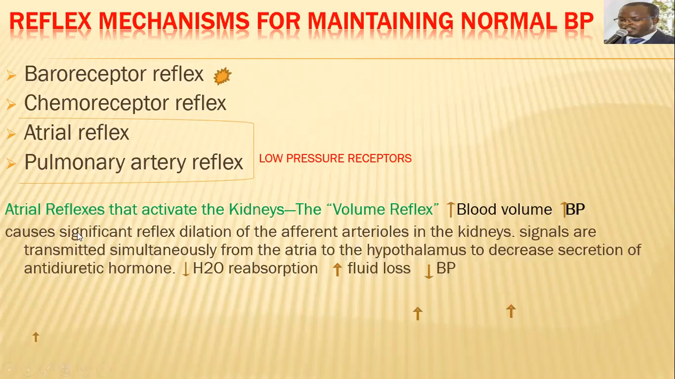The first one is the atrial reflexes that activate the kidneys. Like I said, an increase in blood volume will result in an increase in blood pressure, that causes significant reflex dilation of the afferent arterioles. The afferent arterioles are the ones that are transporting blood to the kidneys. So if you have dilation of the afferent arterioles, the blood flow to the kidneys is going to increase. Then the glomerular filtration rate is going to increase, and the production of urine is going to increase. So you see that the blood volume will start decreasing. And once the blood volume is decreasing because you're losing most of this fluid in the urine, then the blood pressure is going to decrease.